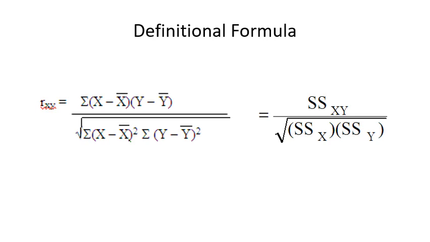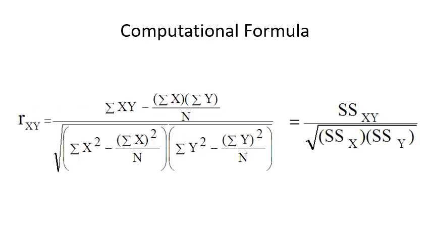One way to calculate it out, once you reduce, you can get rid of some of the n's and stuff like that by the way it works out. So it's actually equal to the sum of cross products divided by the square root of sum of squares x times sum of squares y, once you reduce and get rid of all of the n's that you can reduce out. So what you see on the left is the definitional formula. What you see here is the computational formula.